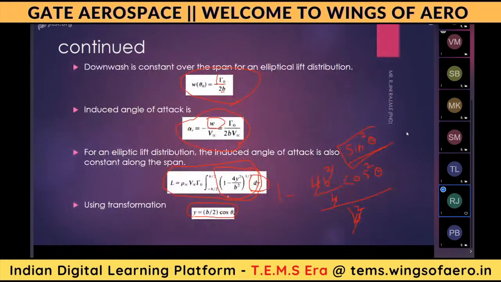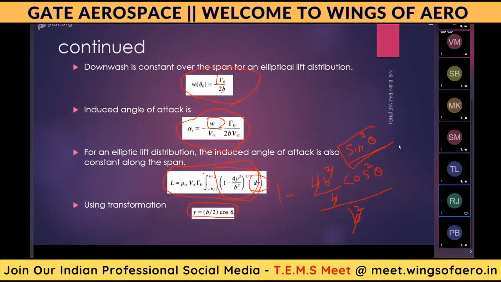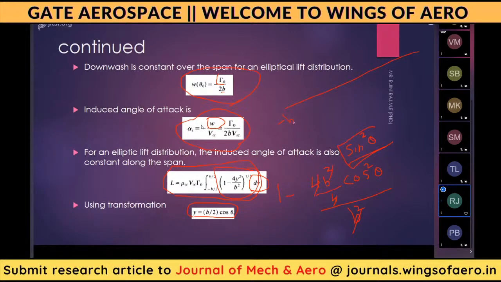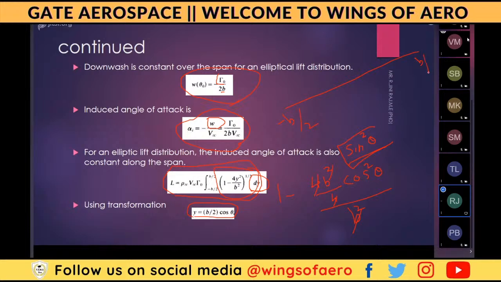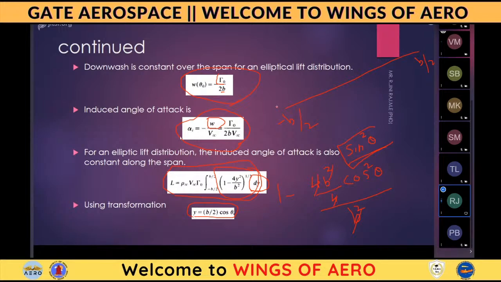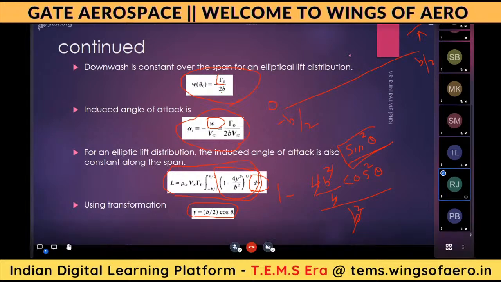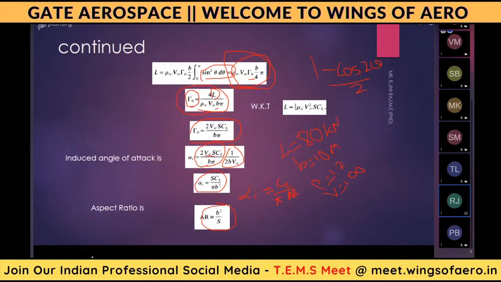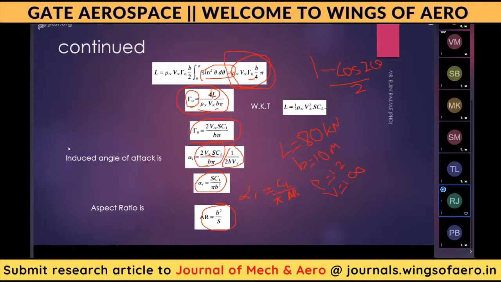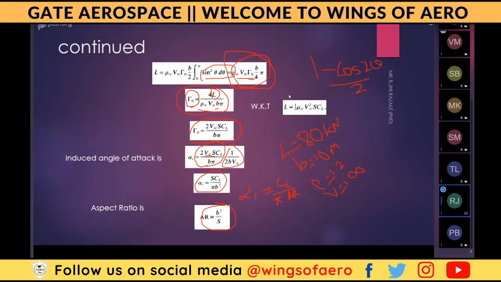Then one more thing. See here, we have the limits minus b by 2 to b by 2. This minus b by 2 value, we will be taking as 0 and b by 2 as pi, so it will become 0 to pi. Therefore, the limit will be 0 to pi sin square theta d theta. After substituting all those values, we will be getting the formula like rho infinity v infinity gamma naught b by 4 into pi.